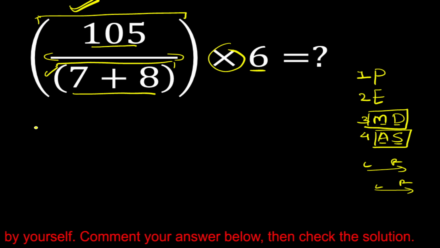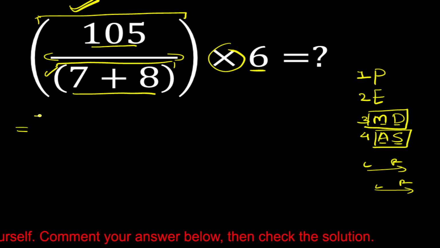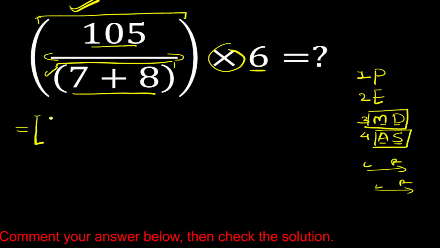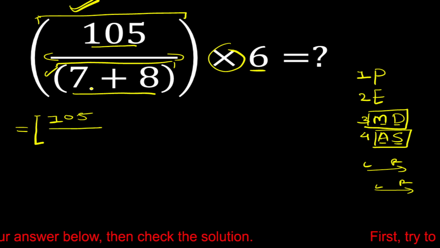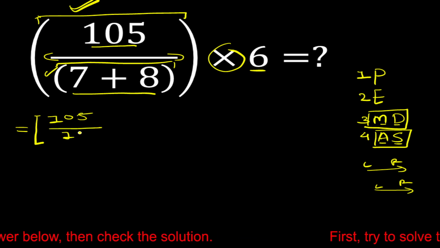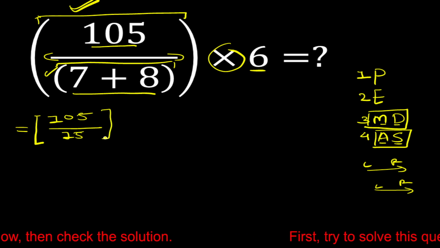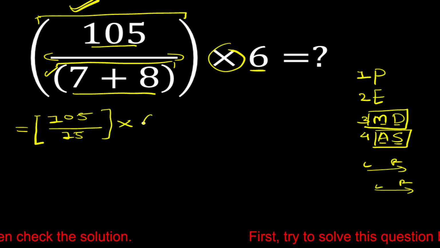Okay, so in the parenthesis, 105 divide 7 plus 8 is equal to 15, multiply 6.